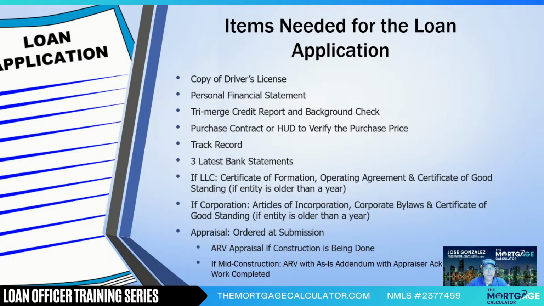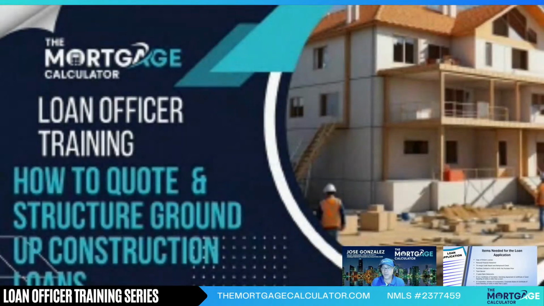The appraisal is ordered at submission. Once the submission is completed and your file has been accepted, at that point you can order the appraisal, and it's going to be an ARV appraisal for this type of loan. So again, I look forward to assisting you with these ground-up construction loans. They're not that difficult if you just follow the basic steps. The guidelines are really not that complicated. Other loans have much more complicated guidelines than the one-page guideline these loans have.